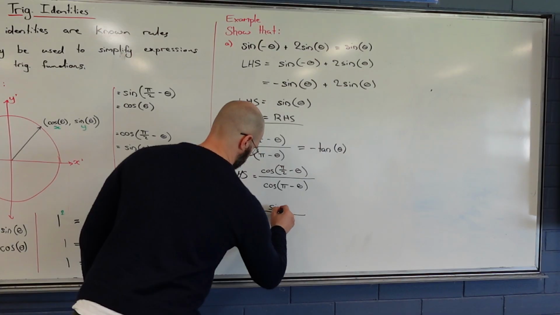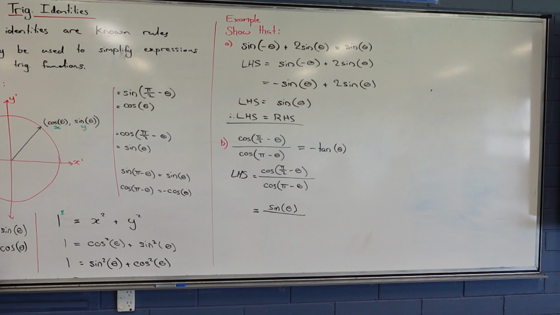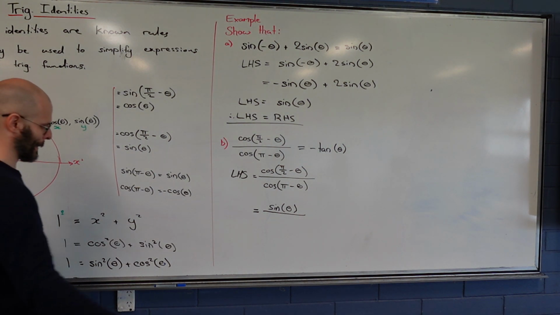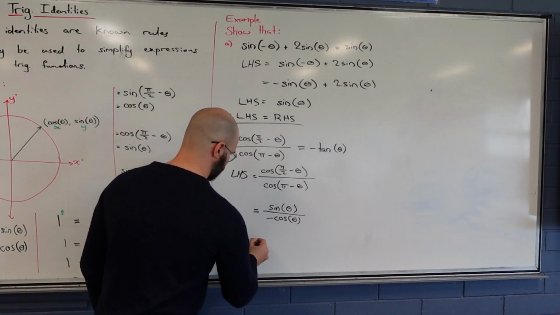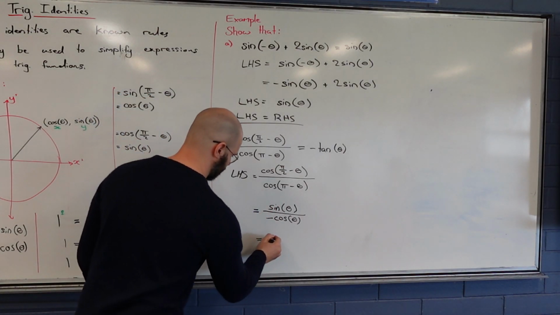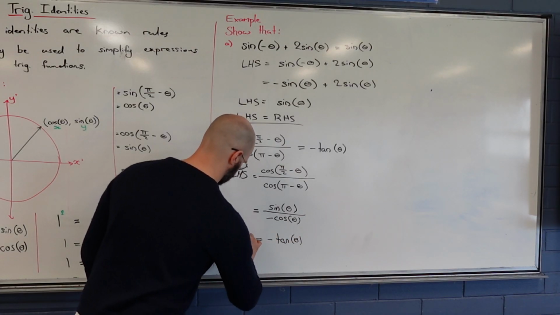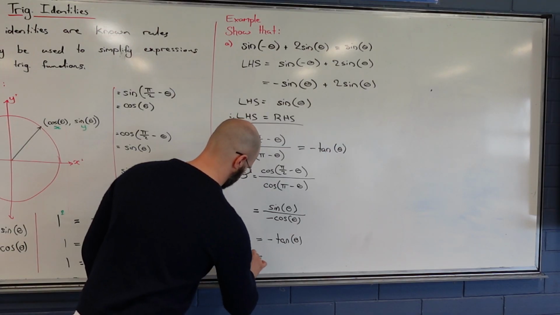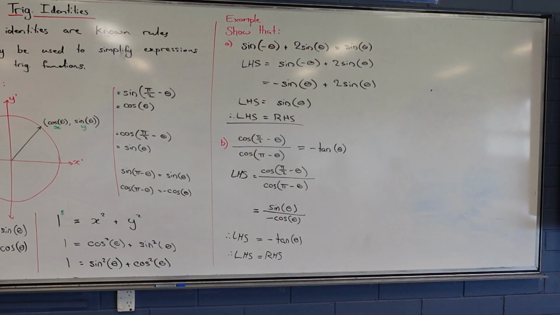Excellent. And then the bottom one, Matilda, what will we turn it into? Excellent. Sine over cosine gives us what? Tan. So you get tan theta. Easy peasy, but looks like a different language.